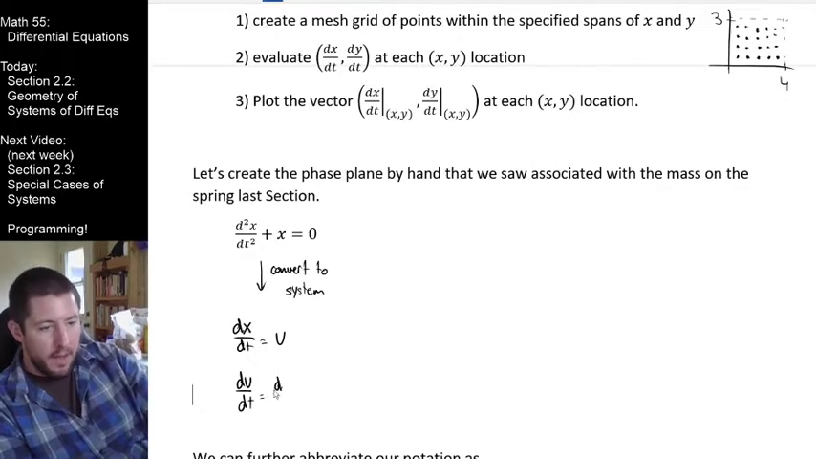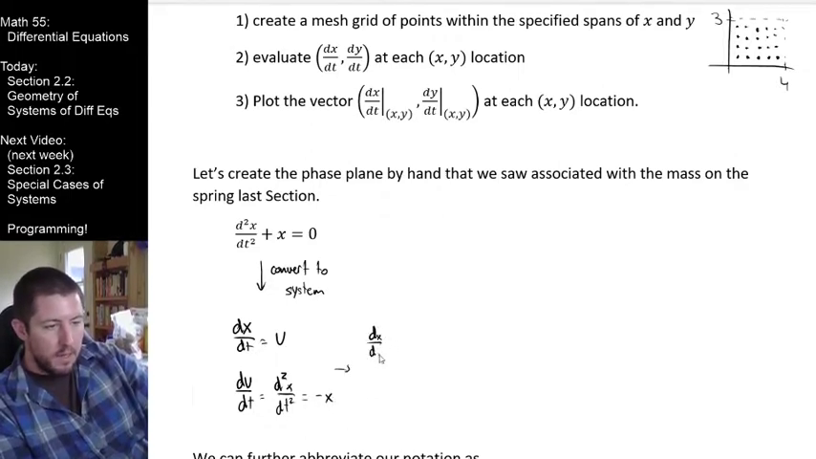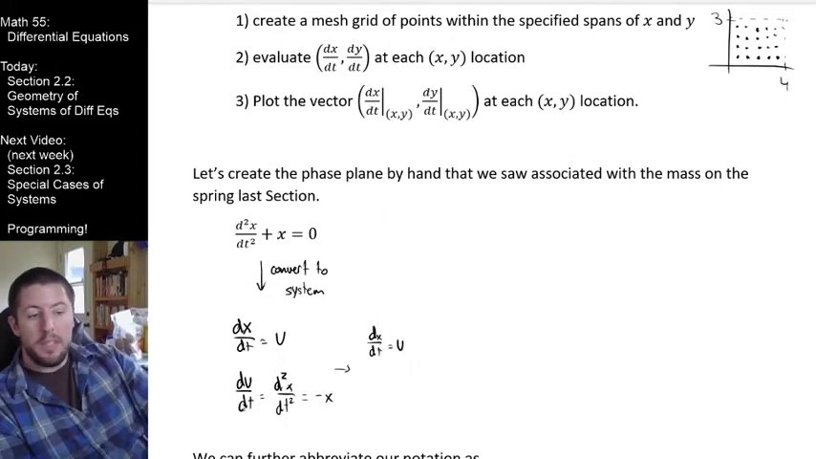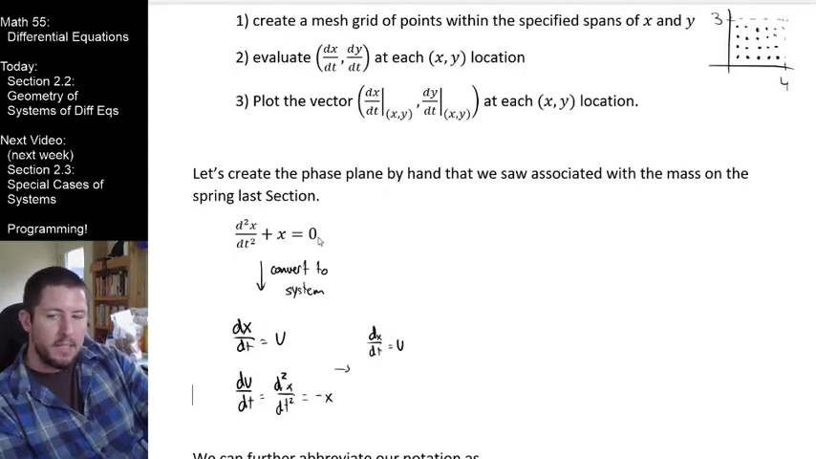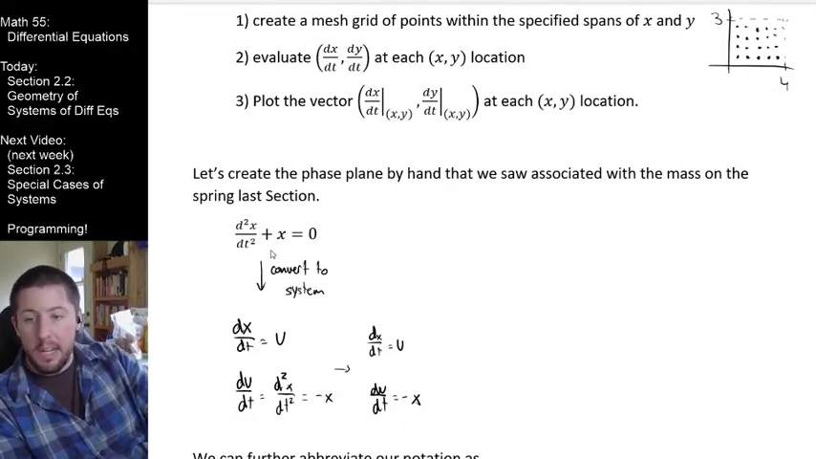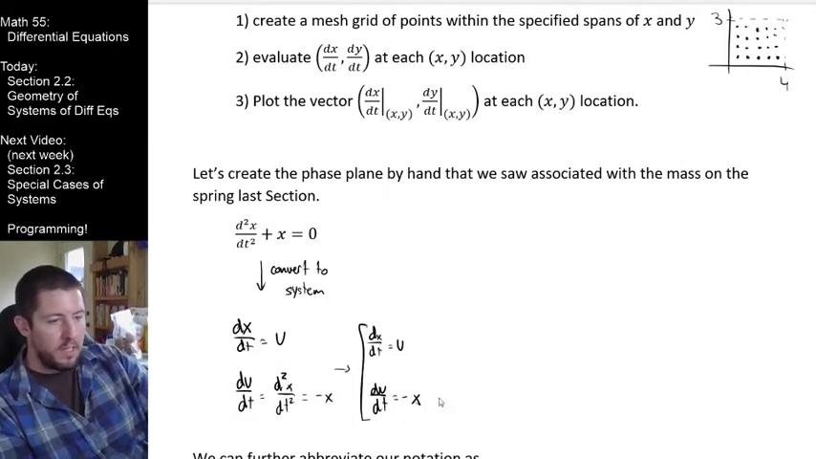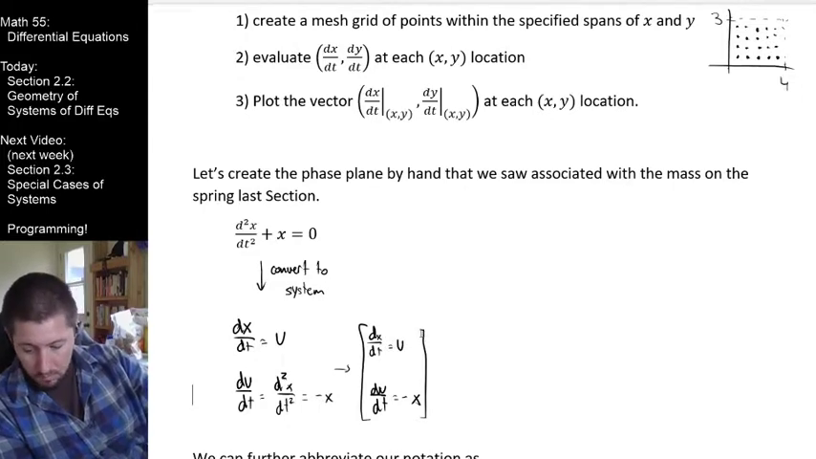Well, I am going to write it right there. So this is just going to be our system: dx/dt equals v. Notice that the derivative of velocity is acceleration. And if we solve our original equation for acceleration, all I'm doing is subtracting x to the other side, so I get negative x for my value right there. So this is our system that is equivalent to our single second order differential equation, right? This is our system of interest right here.